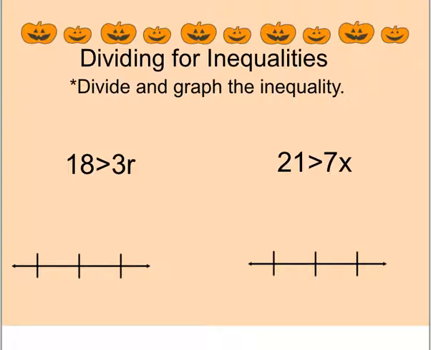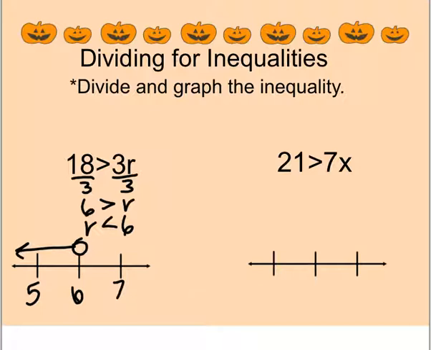Just a few more quick examples. Remember, we do want to get our variable on that left side, so in this case we're going to divide by 3. So we get 6 is greater than r, but in order to get our variable on the left side, I have to switch everything. So I put r on the left, 6 on the right, and I switch the inequality to a less than symbol. So we have 6, 7, 5, open dot on 6 going to the left.